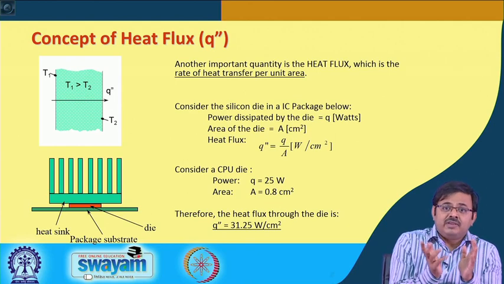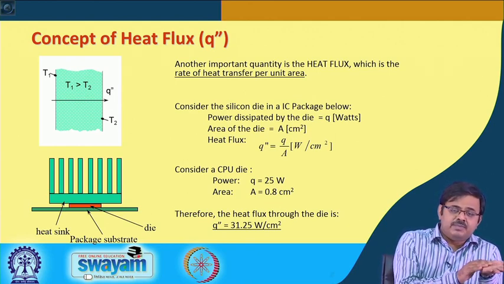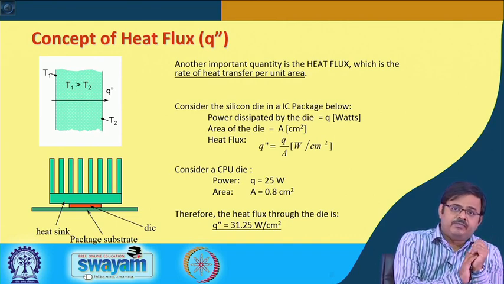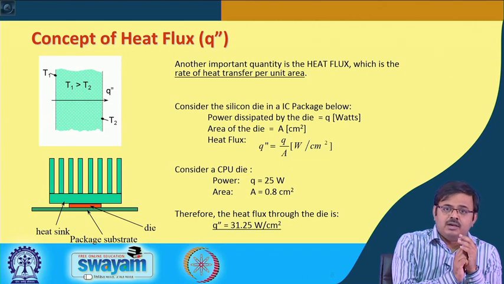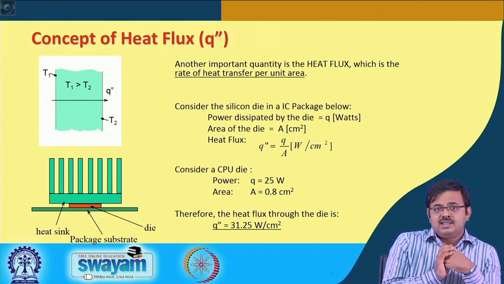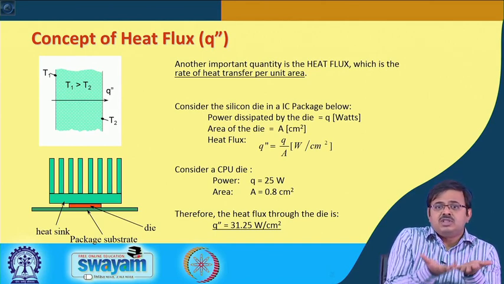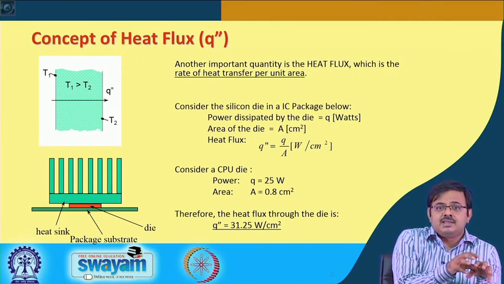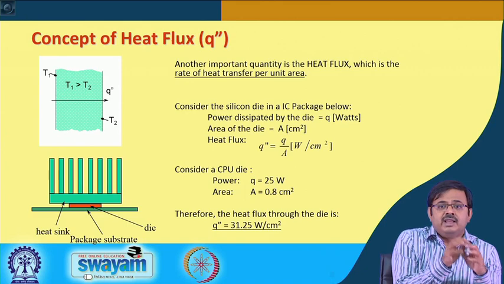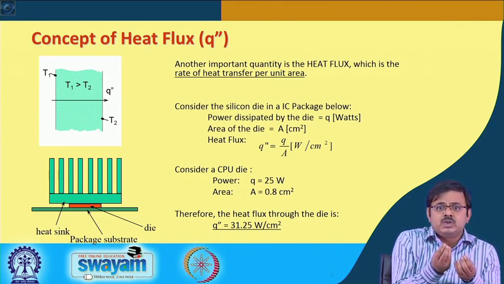The other thing that we are going to see later is, let us say for example, the die is dissipating 25 watts across an area of 0.8 centimeter squared. But you know what the challenge is? This 25 watts on the die, which is probably intuitive though, is not generated uniformly. There will be areas where the heat generation will be much lesser, and there will be areas where the heat generation is going to be concentrated.